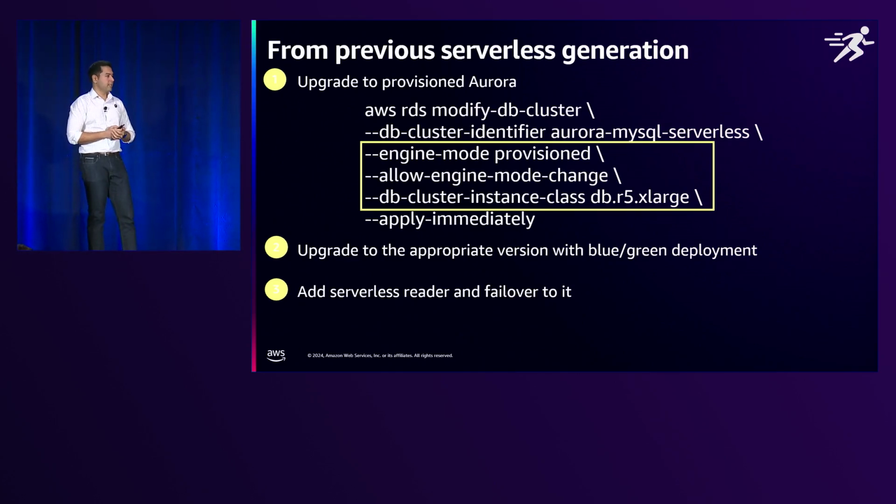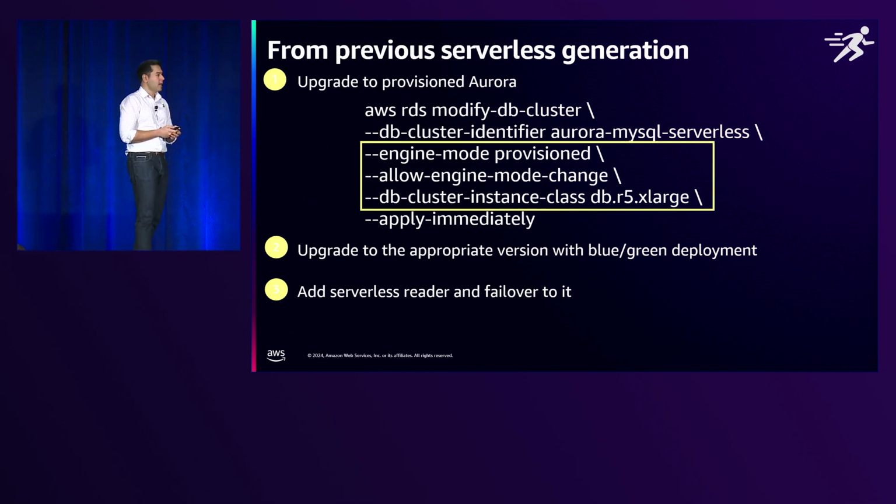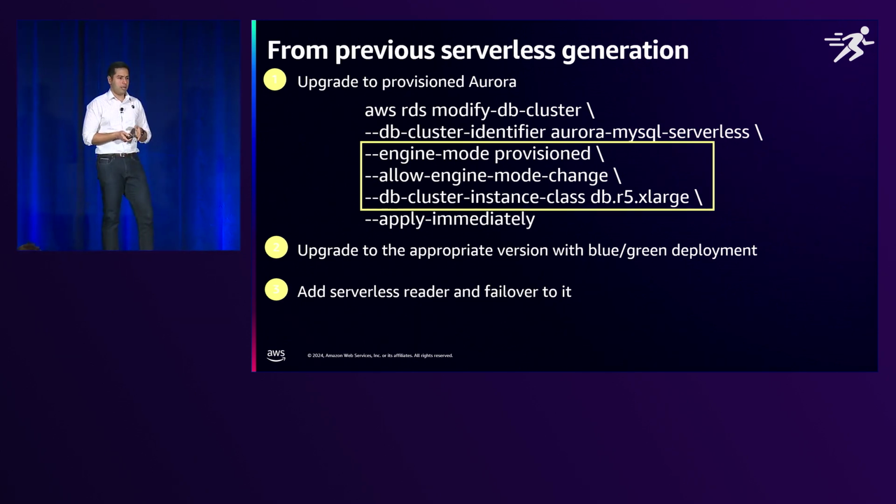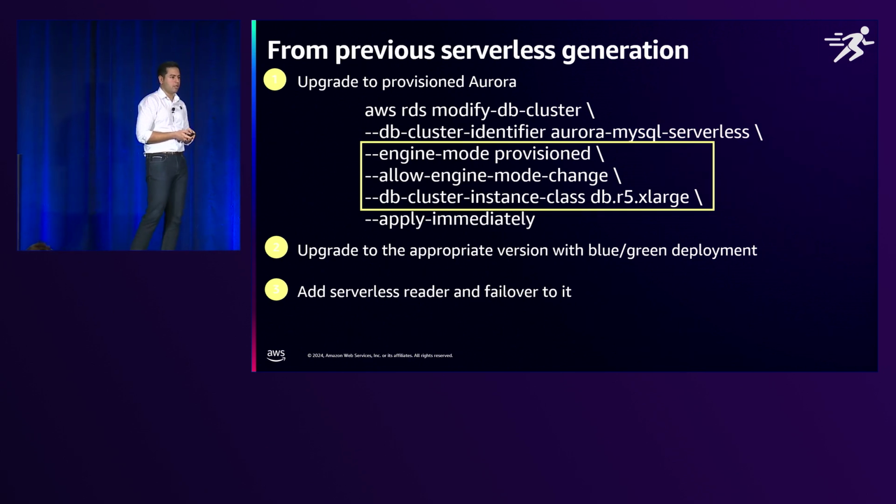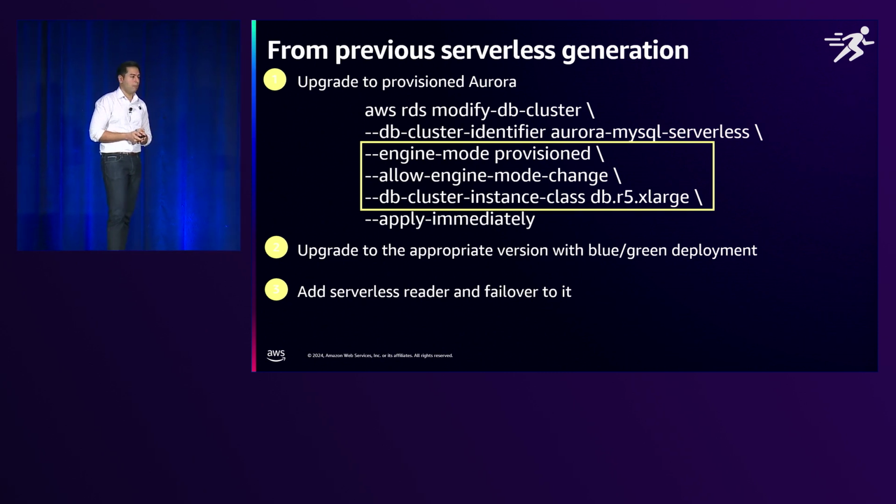Some of you might be on older versions. Upgrades are hard, we understand. So that's why we launched blue-green deployments for all of Aurora, and it's also supported for Serverless v2. So if you're not on a supported version that lets you move to Aurora Serverless v2, you can use blue-green deployment to get to a supported version. That's a 1-minute downtime operation at max, and then you can add a serverless reader and then follow the same failover steps.